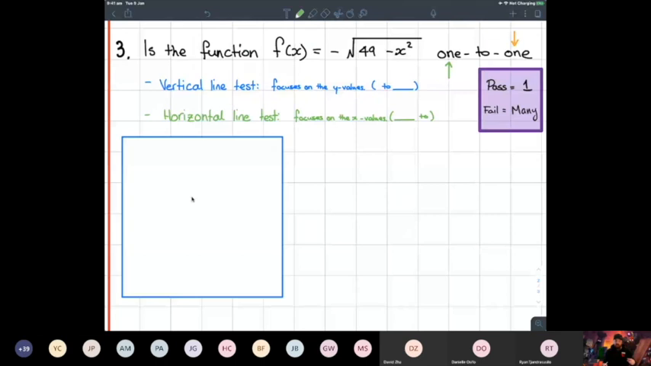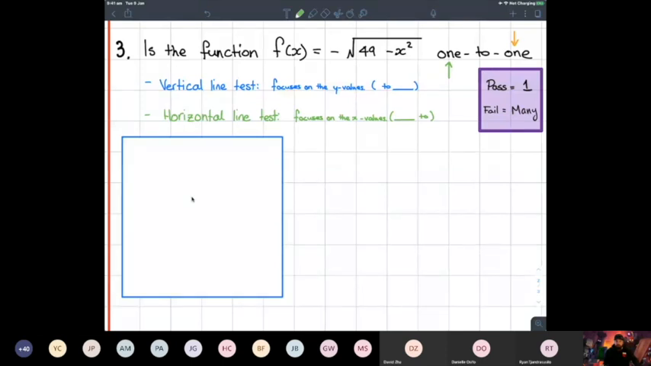And remember that with both of these tests, if it crosses any of those lines exactly once, then it passes the test. Remember our vertical line test with functions: if it only crosses it once, it's a function. But if it fails, we will call it a many.